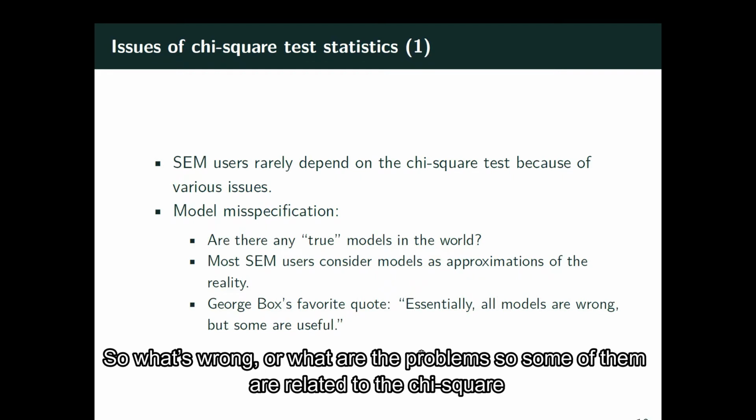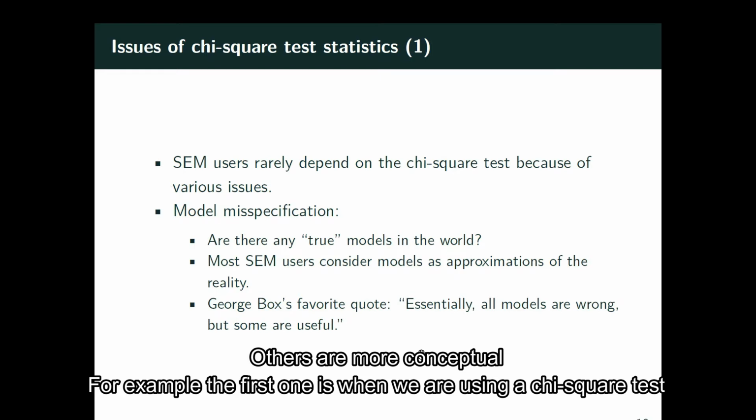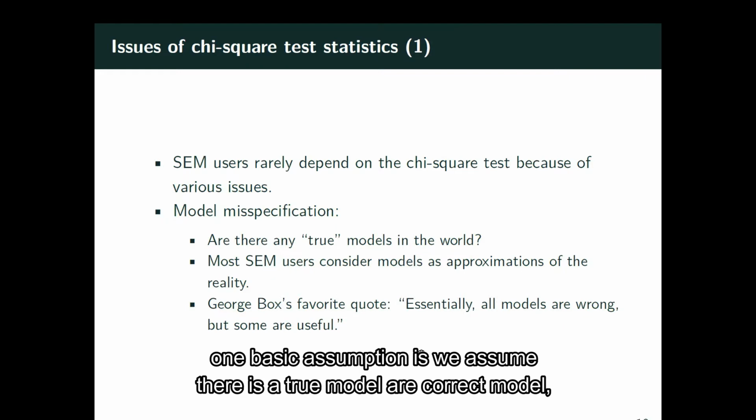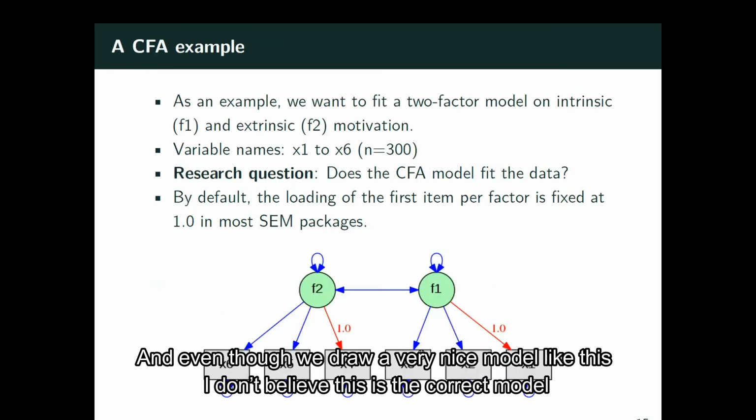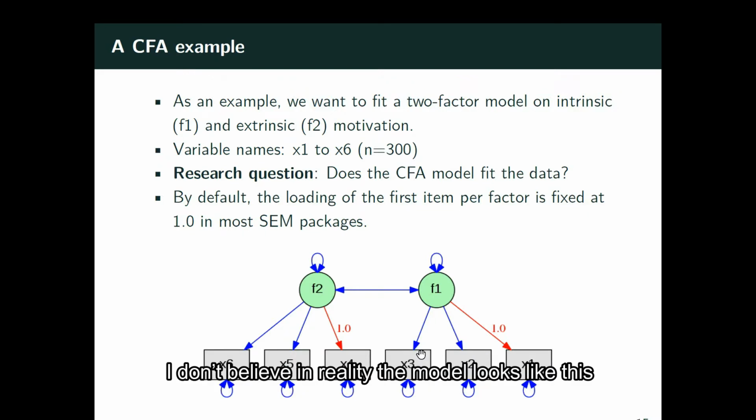What's wrong, or what are the problems? Some of them are related to the chi-square, others are more conceptual. For example, the first one is that when we are using a chi-square test, one basic assumption is that there's a true model, a correct model. But in social sciences, and even in statistics, many of us don't believe there's a true model. Even though I draw a very nice model like this, I don't believe this is the correct model. I don't believe that in reality the models look like this.